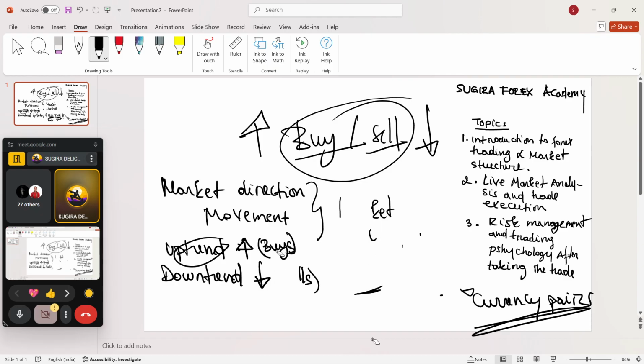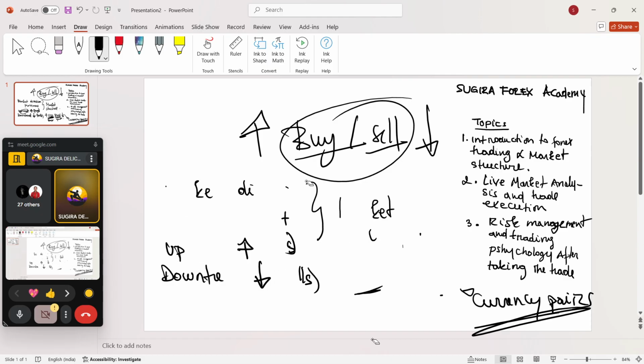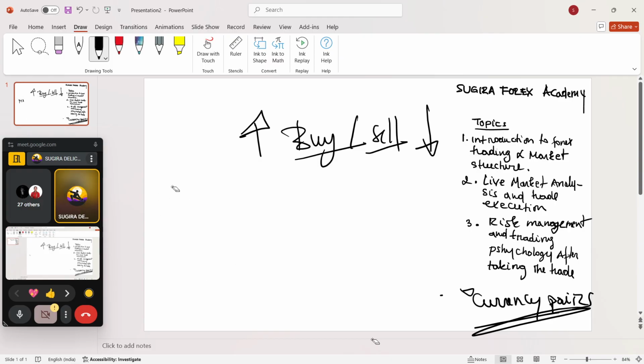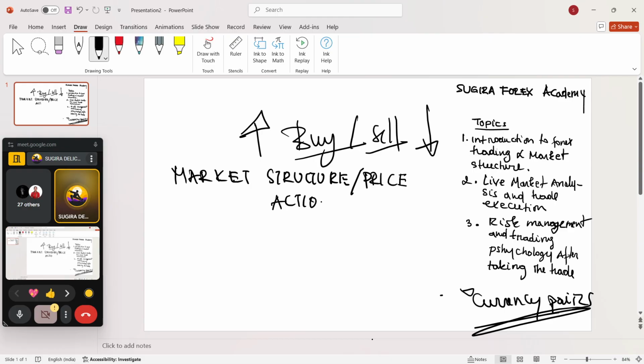Now we are at the level to understand how we will know that the market is going to go up, and how we will know that the market is going to go down. This is where we dive in and understand what market structure is, or price action. Let me just say price action. I'm summarizing in general so that you can understand it in a short period of time.